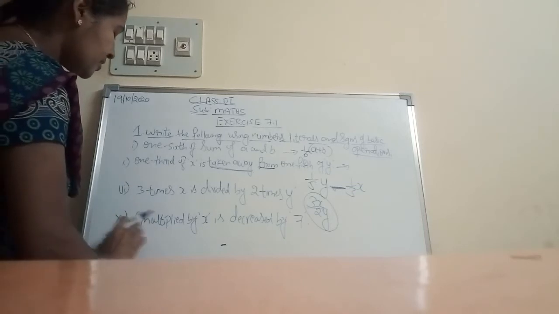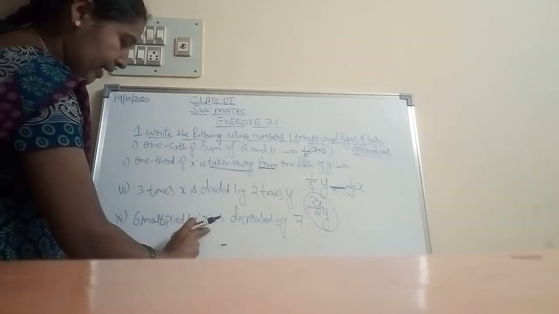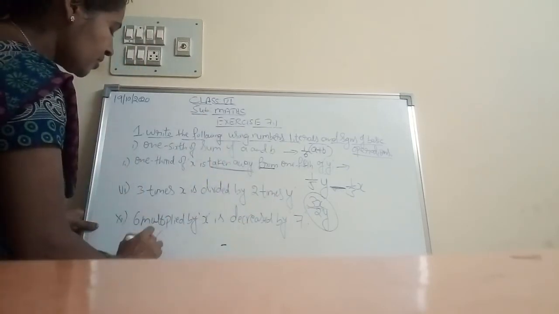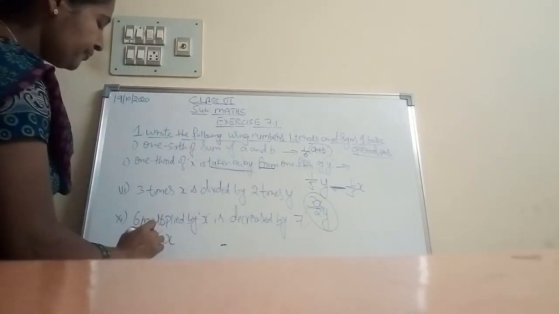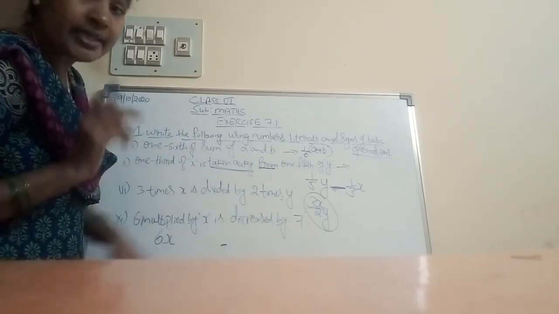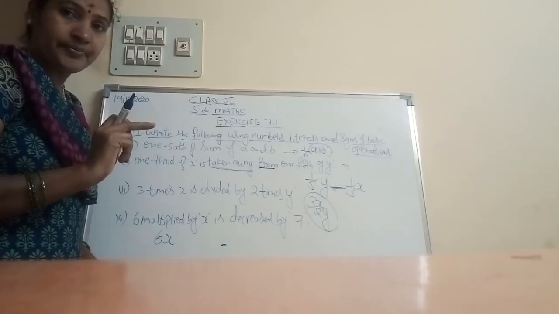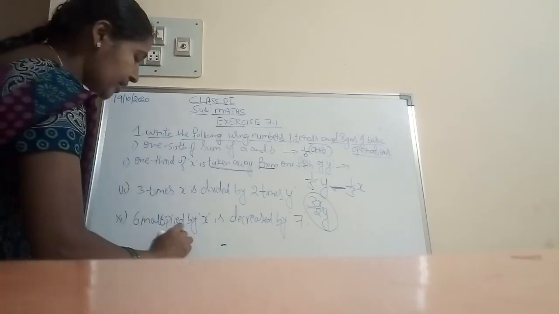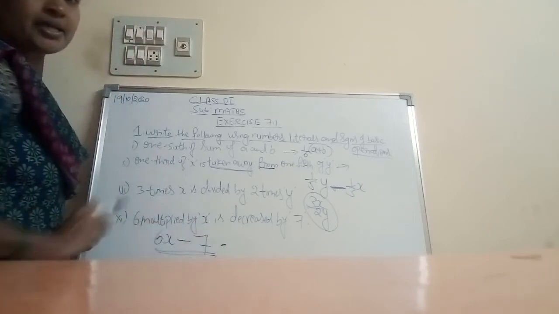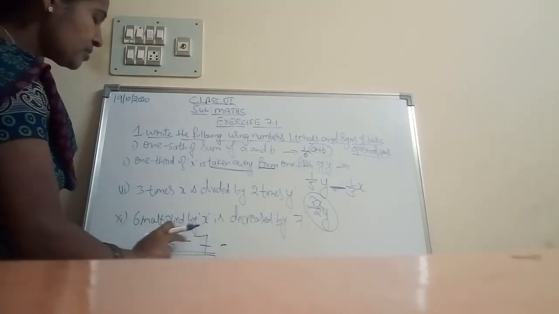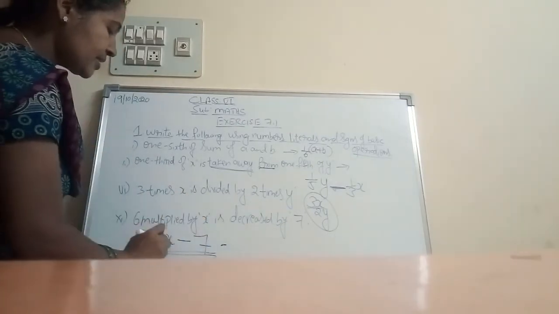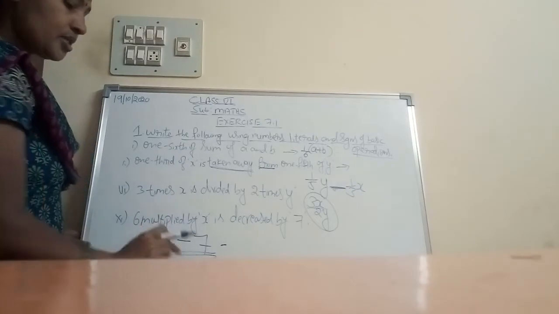Next, 11th one: 6 multiplied by X is decreased by 7. 6 multiplied by X means 6X. Correct? Decreased means what is the meaning? Subtraction, negative sign, minus sign by 7. So the answer is 6X minus 7. Okay, children.